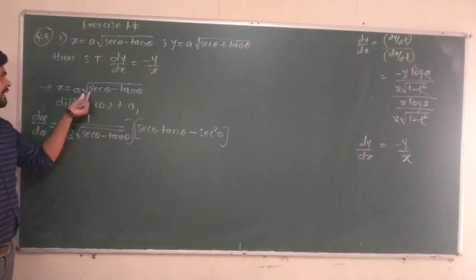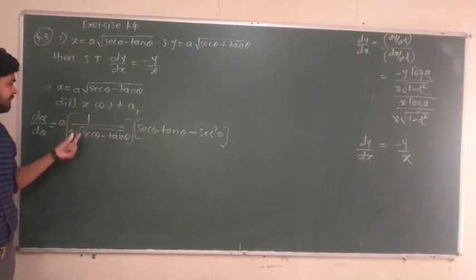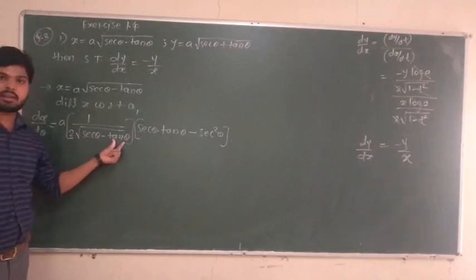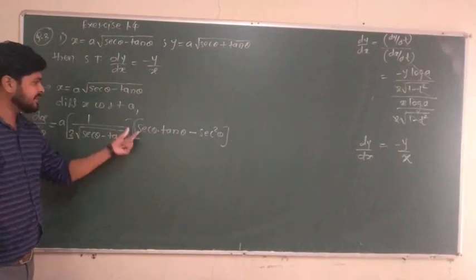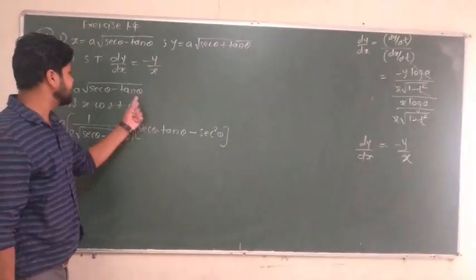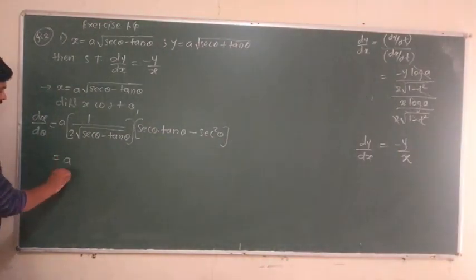So first we find the derivative of x. This a is constant. Then the derivative of the square root is 1 upon 2 root sec theta minus tan theta, into the derivative of this part. The derivative of sec theta is sec into tan, minus the derivative of tan, which is sec square. So this is as it is in the bracket.